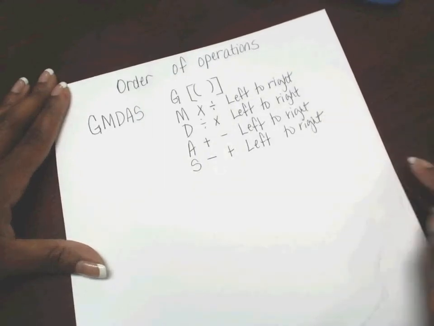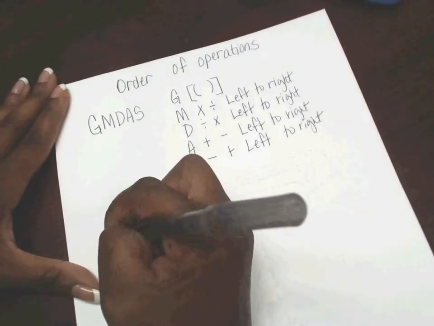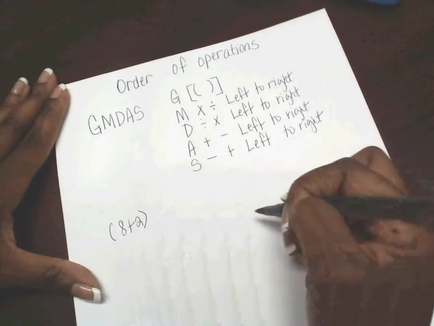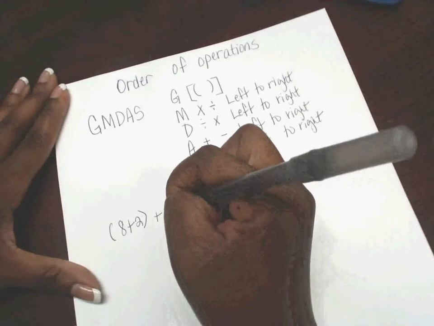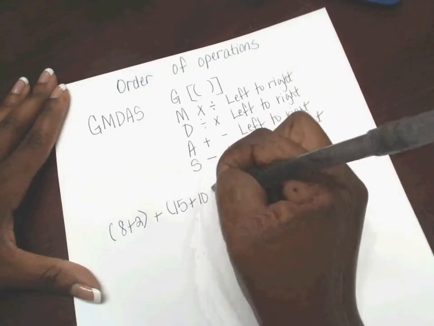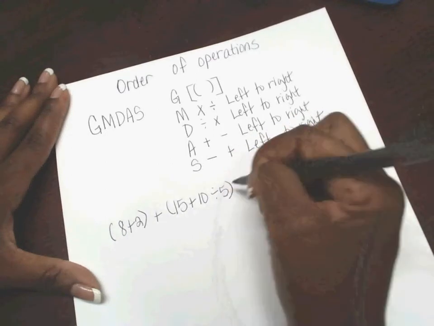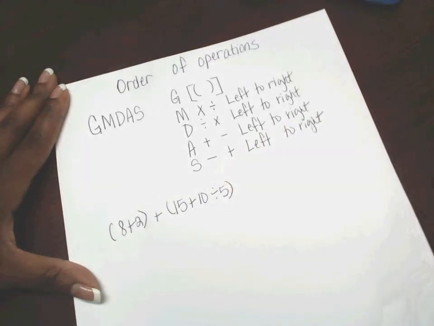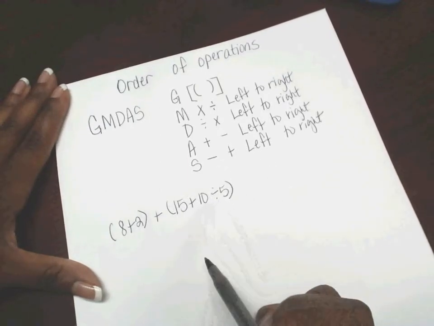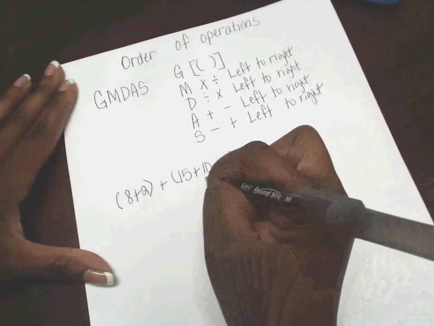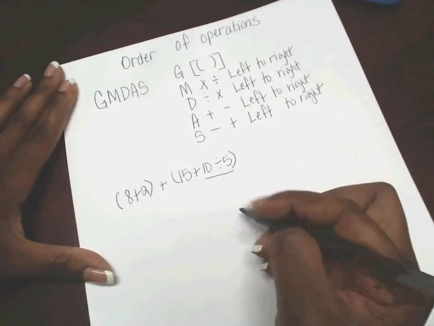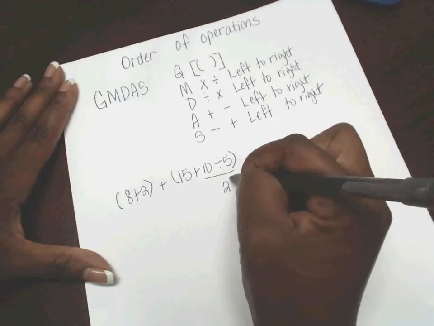Okay? Let's try a problem. 8 plus 2, 15 plus 10 divided by 5. Okay? So with this type of problem, I'm going to do this division first here. So I'm going to underline what I'm working with. 10 divided by 5 is 2. I'm going to put that here.